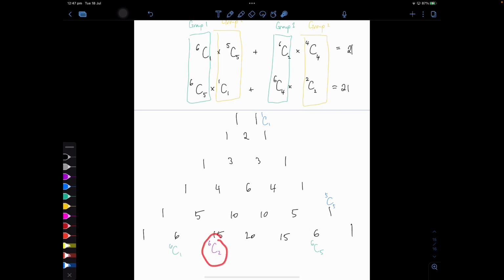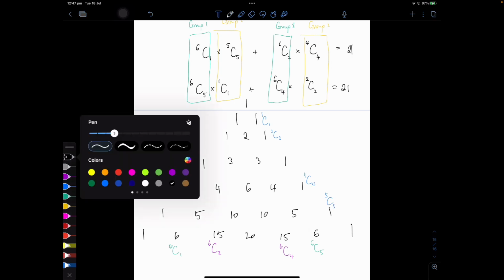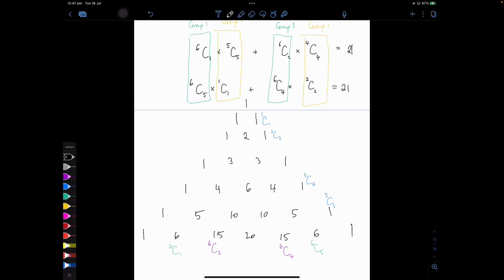So that's 6 choose 2 there. Where's 6 choose 4? What value is it? You can see it's reflected, yeah? Same values. And 4 choose 4. There is a 1 at the top, and that should be 0 choose 0, yeah? Yeah, 0 choose 0. Okay.